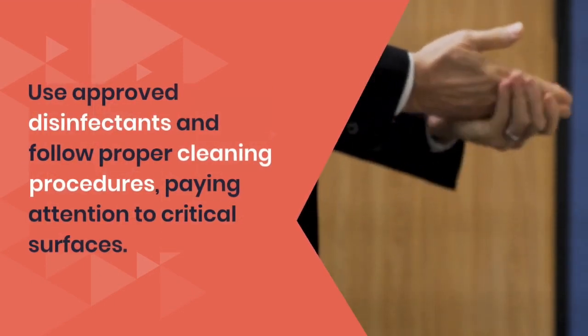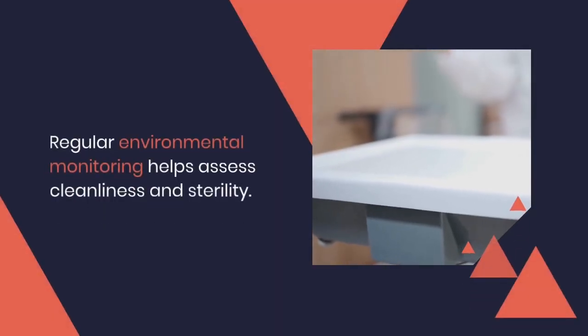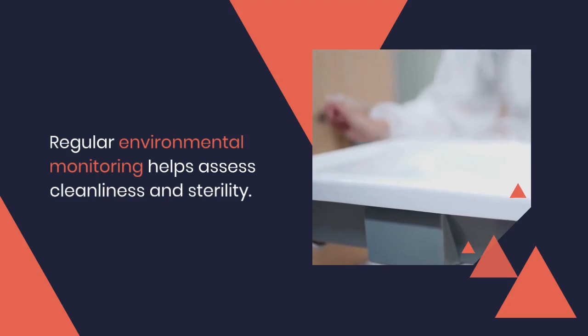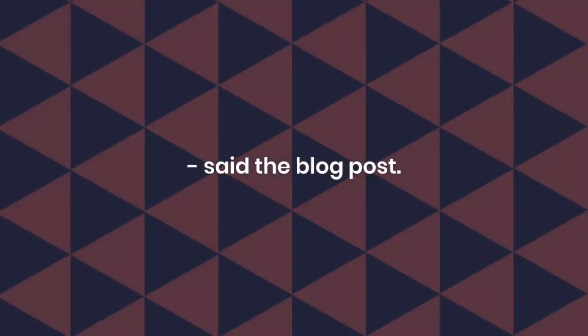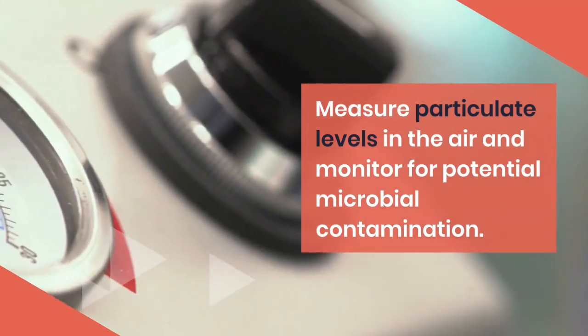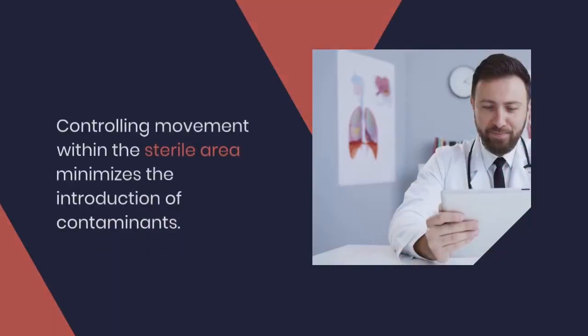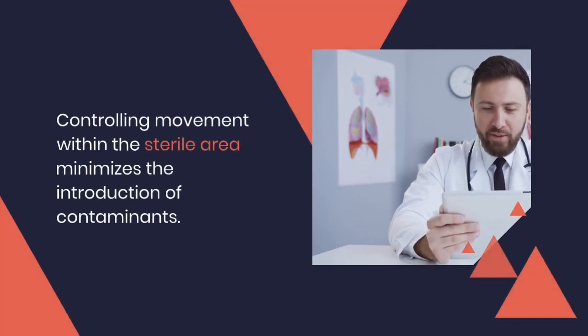7. Traffic control. Controlling the movement of personnel and materials within the sterile area is vital to minimize the introduction of contaminants. This can include having designated entry and exit points, gowning and degowning areas, and restricted access to authorized personnel only.